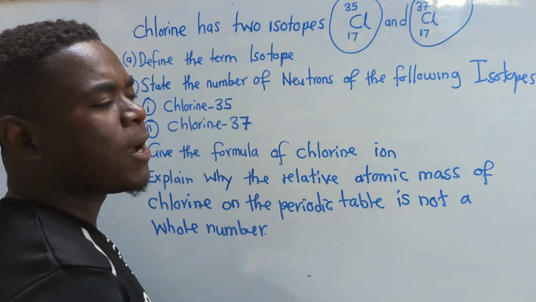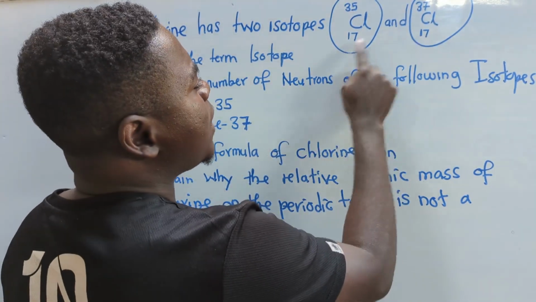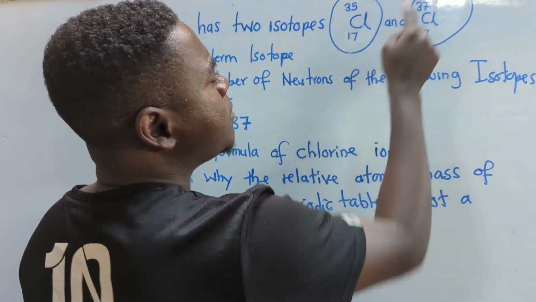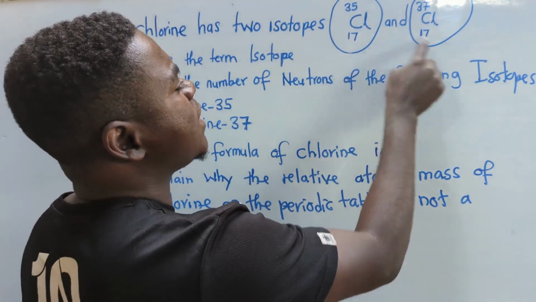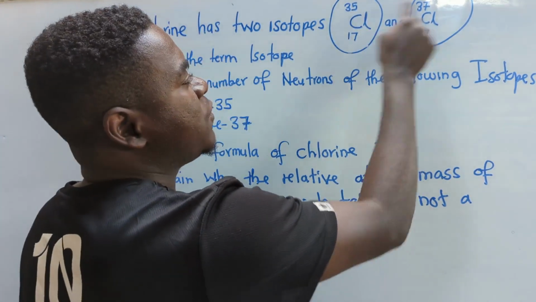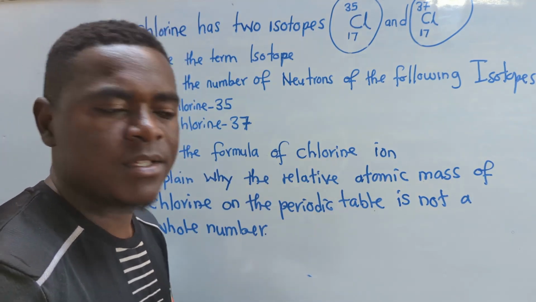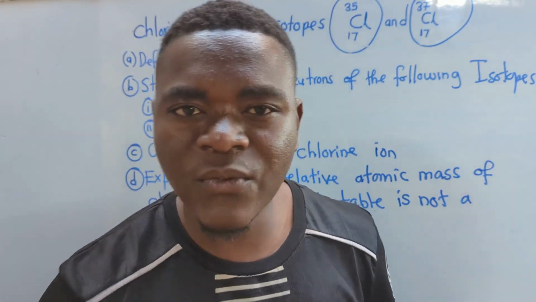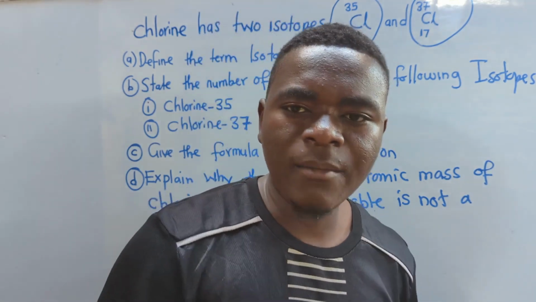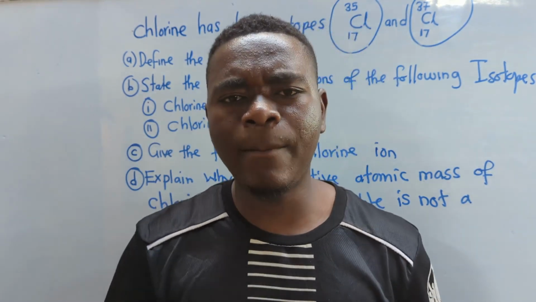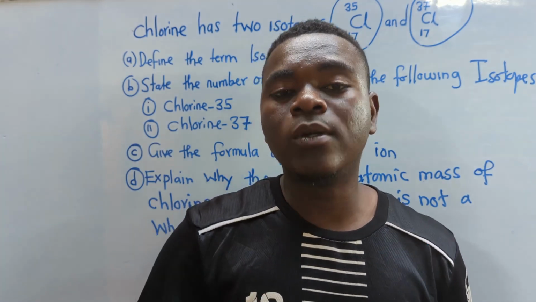So what is an isotope? An isotope is an element of the same particle with the same number of protons but different mass number. So what you are explaining is having the same number of protons but different mass number or neutron number, it is just one and the same. So same proton number but different mass number or neutron number, that is an isotope.